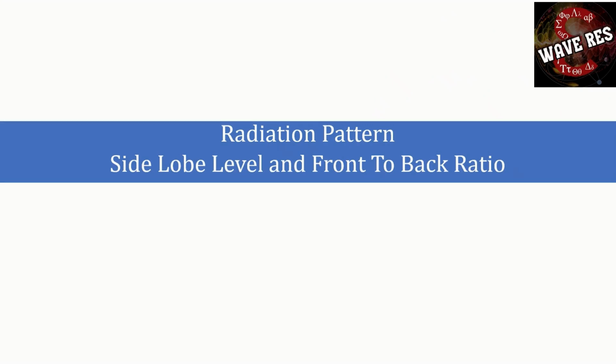Side lobe level and front to back ratio are the two main parameters that we consider during the antenna design. This video explores more details about side lobe level and front to back ratio.